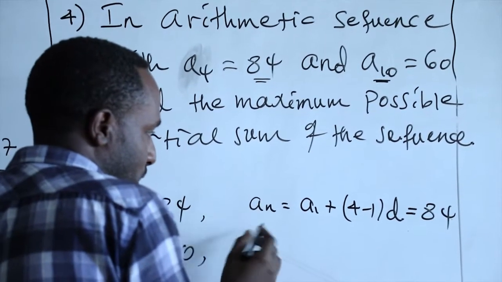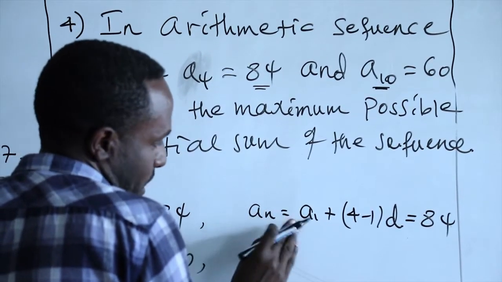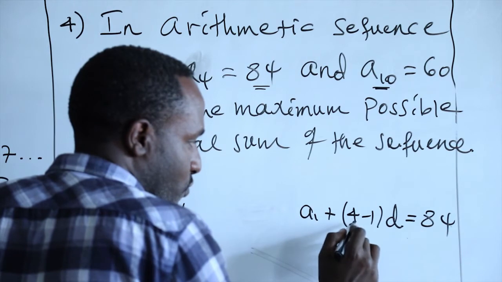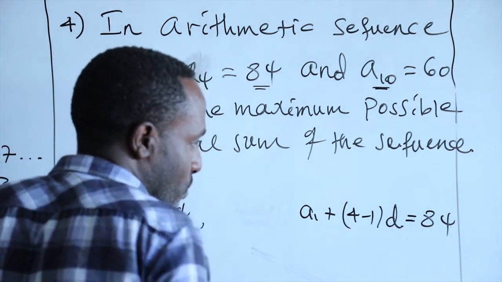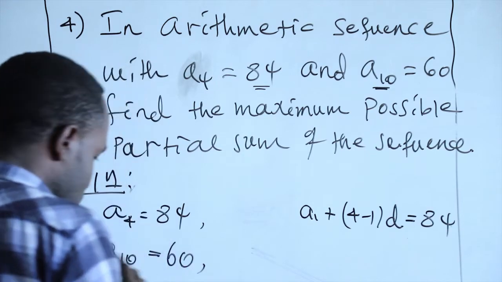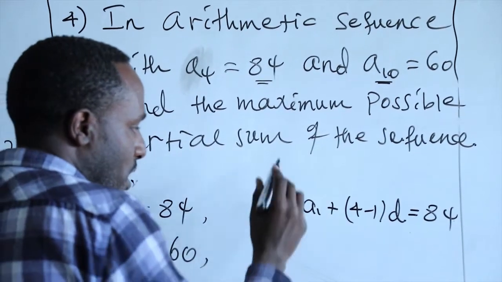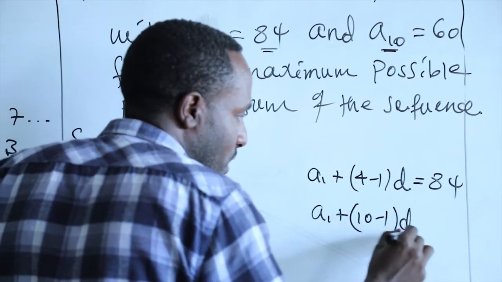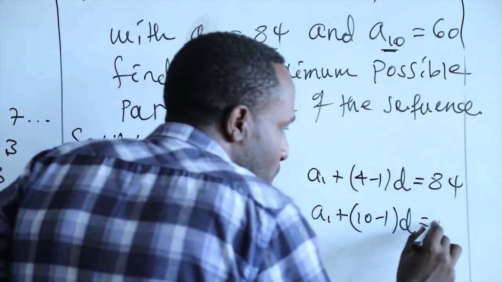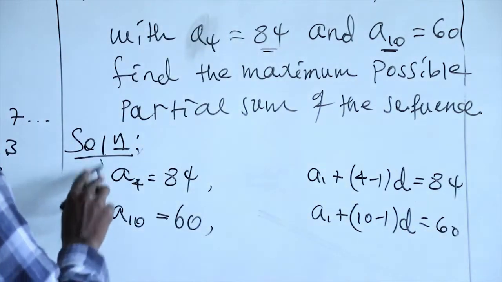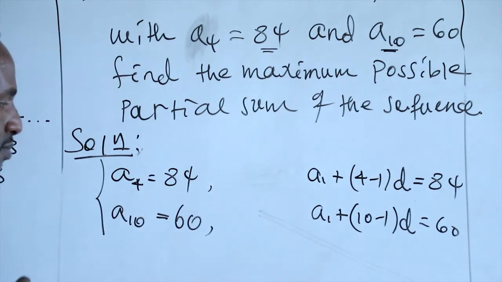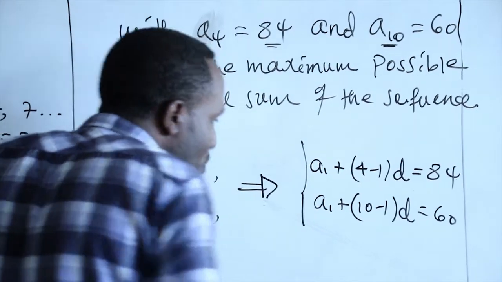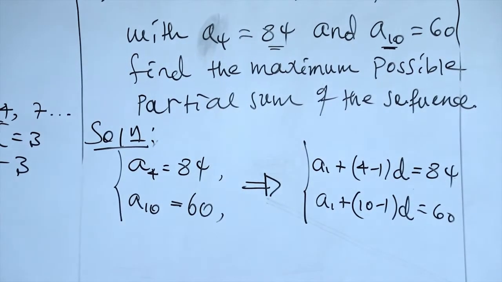So we can calculate A1 plus 4 minus 1 times D, which equals the fourth term. And since the 10th term is given, A1 plus 10 minus 1 times D equals 60. Since the fourth term is 84 and the 10th term is 60, first we must calculate the value of A1 and the common difference D.